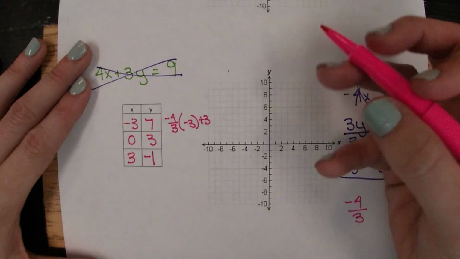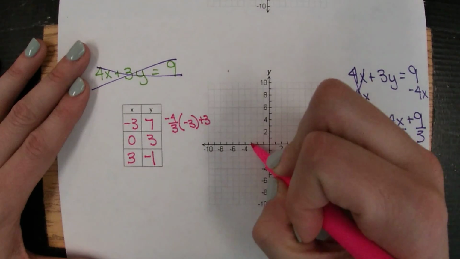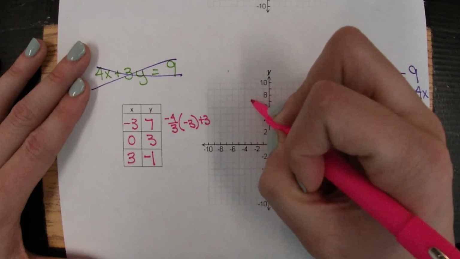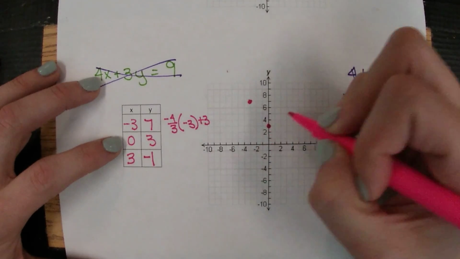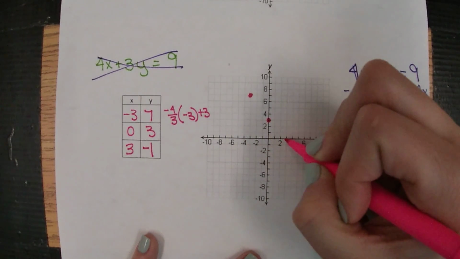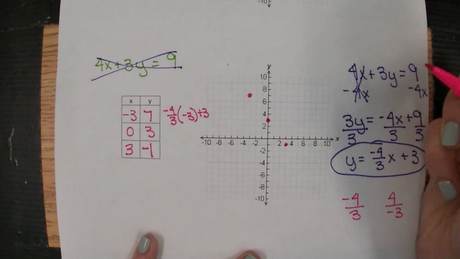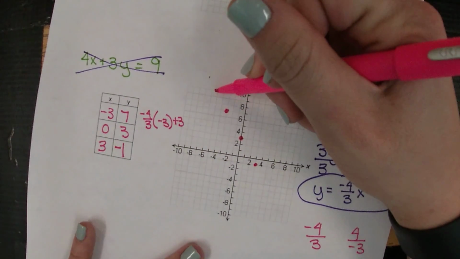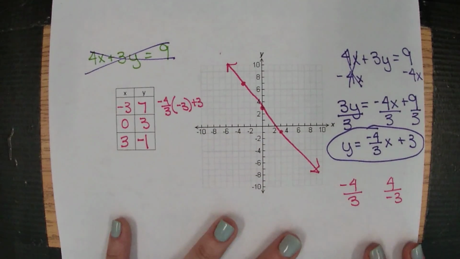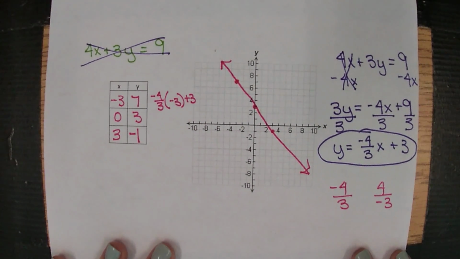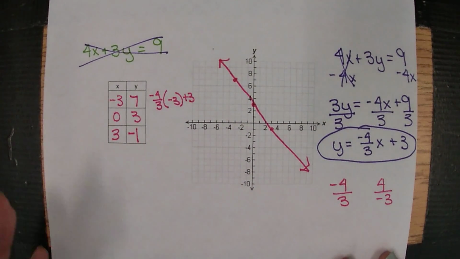So now we're going to plot these on our coordinate plane. We'll have -3, 7; 0, 3; 3, -1. Here's our line. We're going across the coordinate plane, with arrows on both ends showing that it continues in both directions.